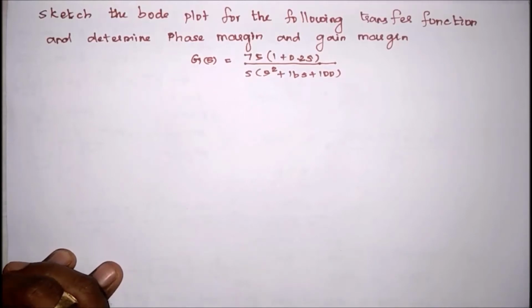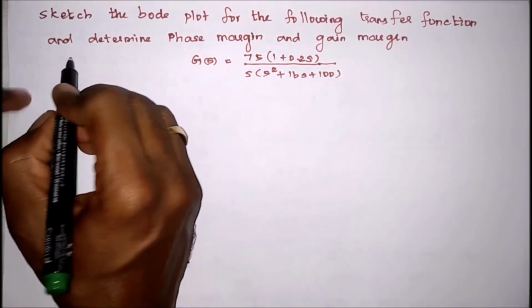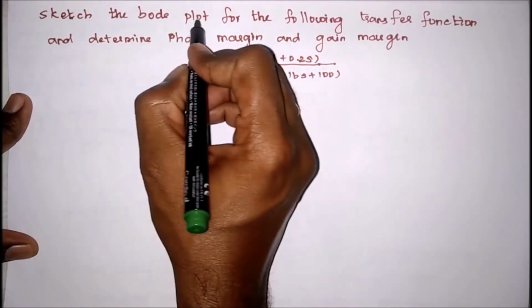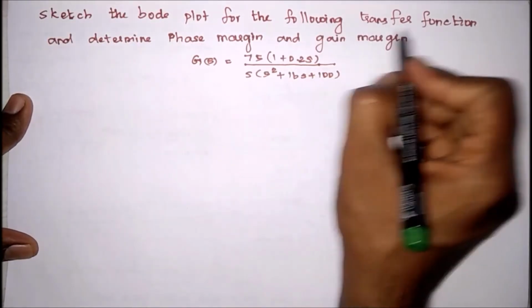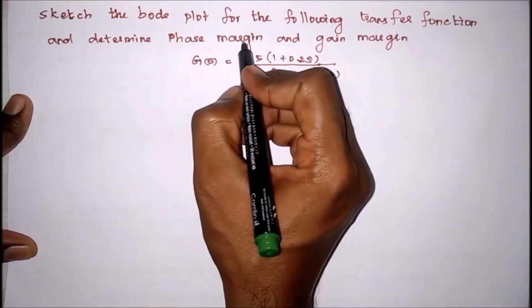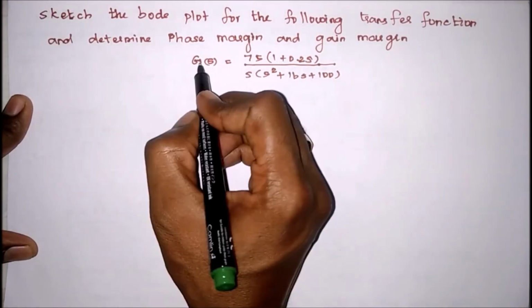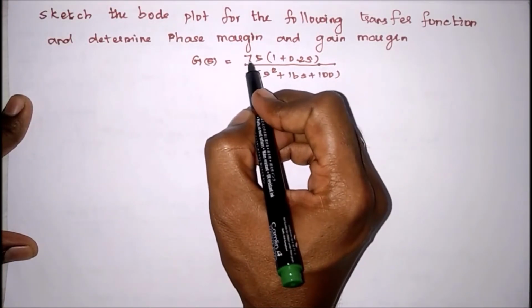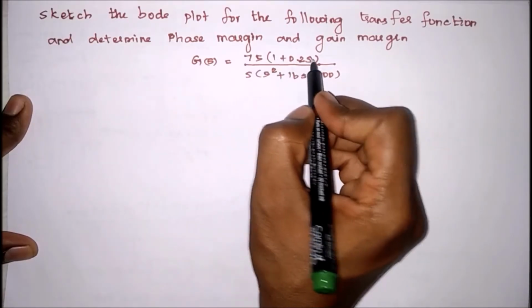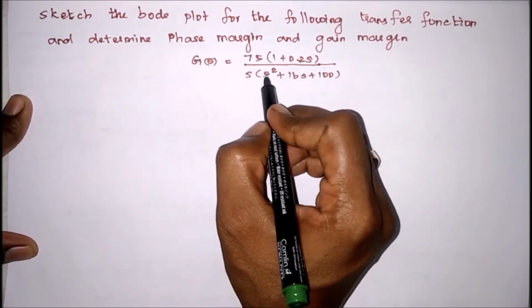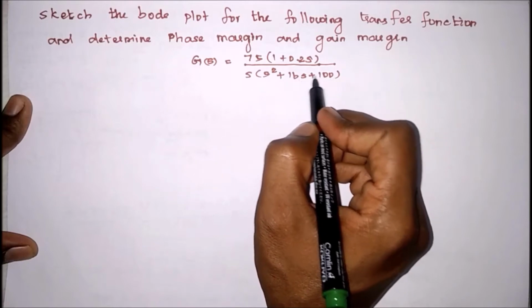In this video, we are going to solve a problem based on Bode plot. We are going to get the phase margin and gain margin for the given system by using the Bode plot. The given problem is: sketch the Bode plot for the following transfer function and determine the phase margin and gain margin. G(s) = 75(1 + 0.2s) / (s(s^2 + 16s + 100)).